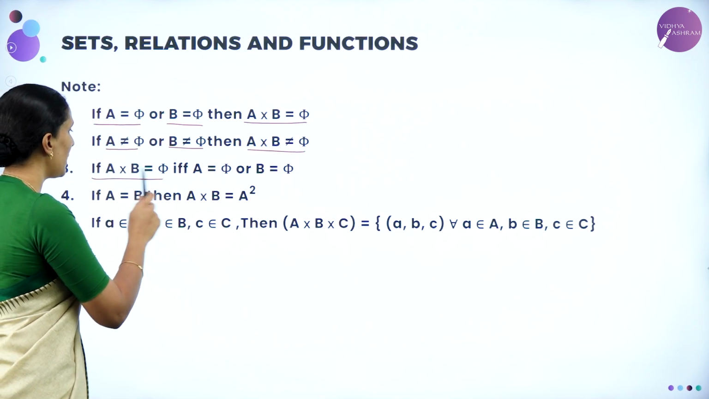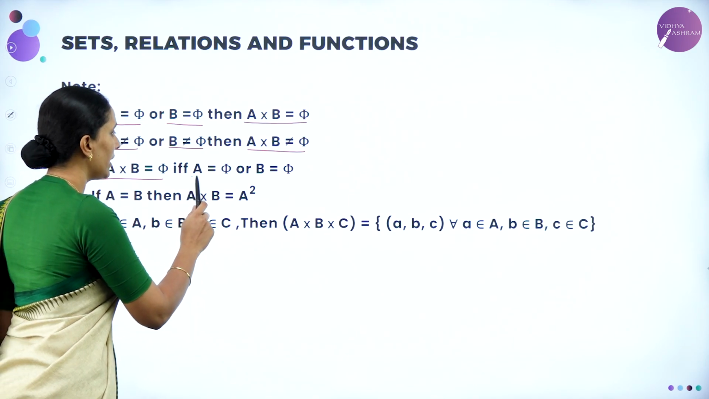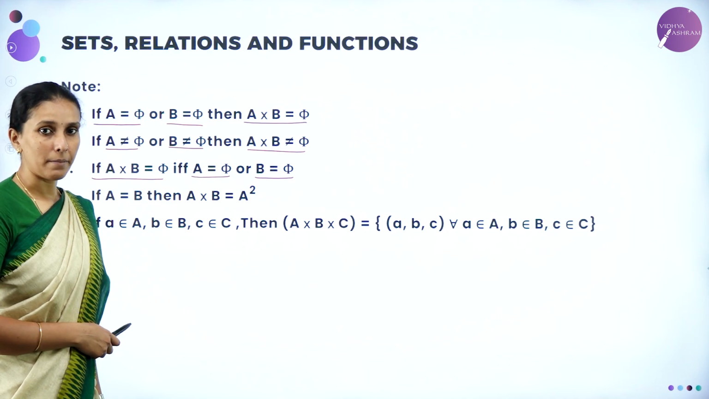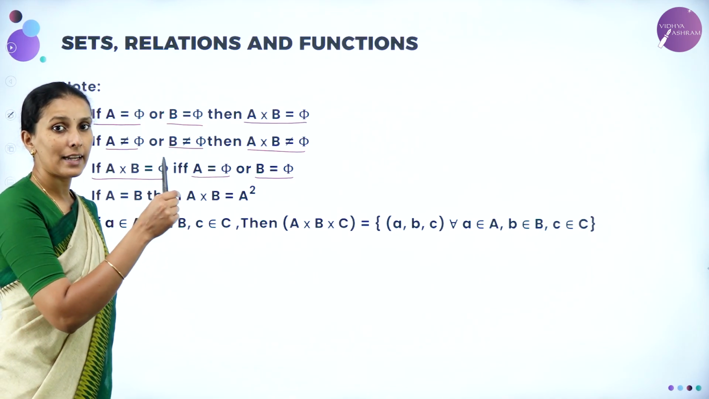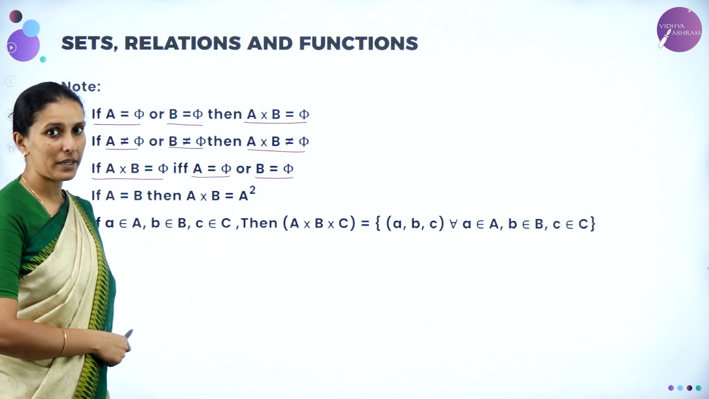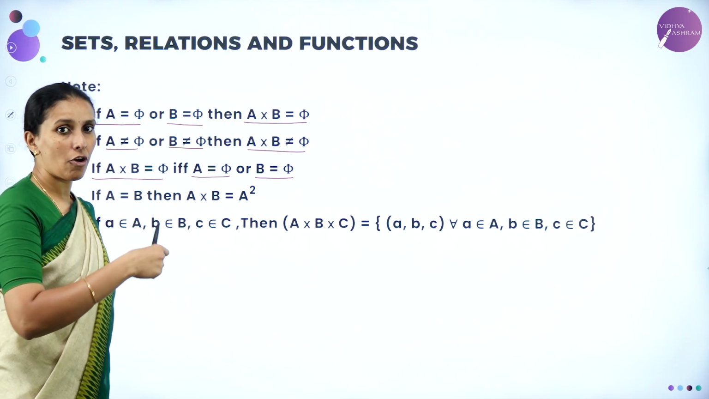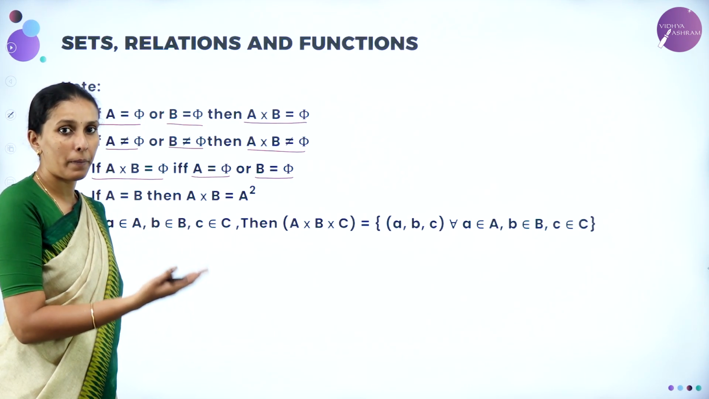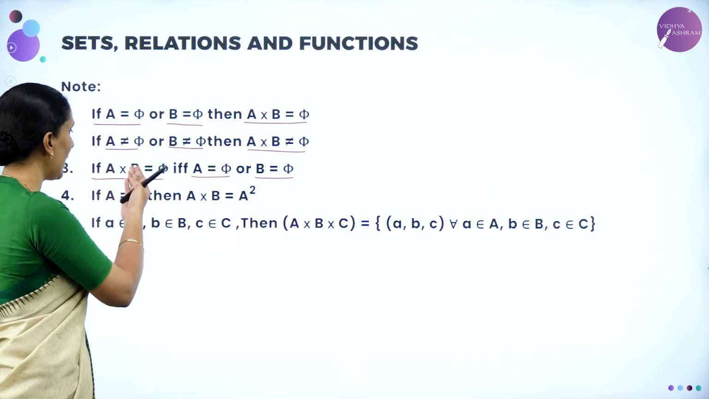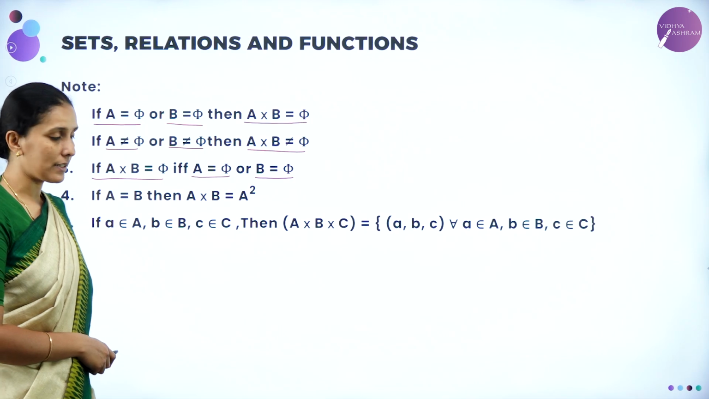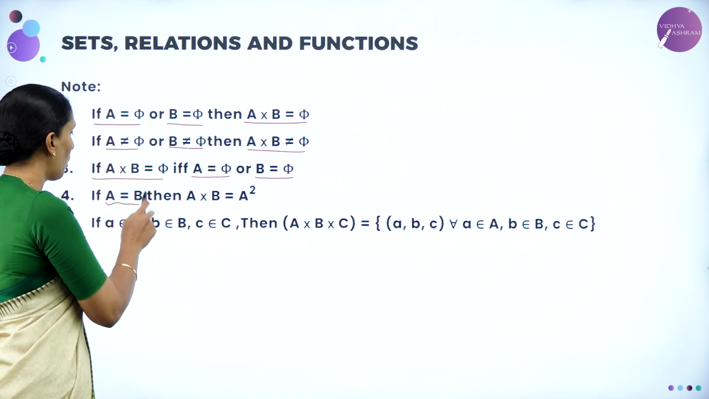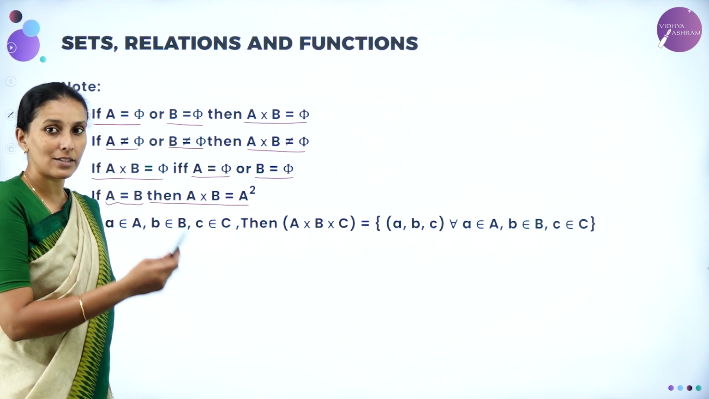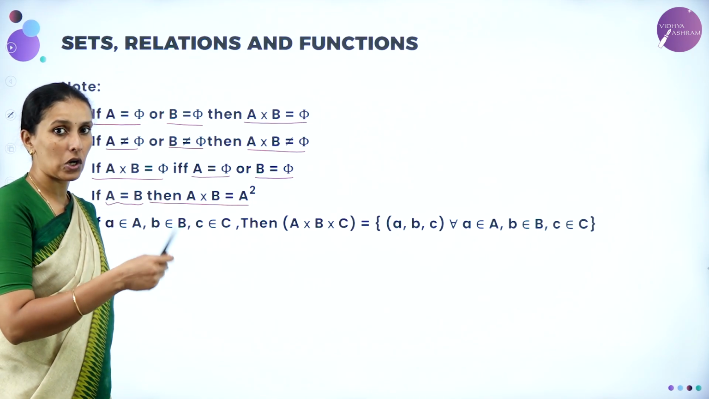Next, A cross B is empty if and only if either A is empty or B is empty. If A cross B is empty, that means either set A is an empty set or set B is empty, because if any one of the sets is a null set, there are no elements to pair with the other set. So obviously A cross B will become an empty set. And if A is equal to B, then A cross B is A square, where we are pairing A cross A.